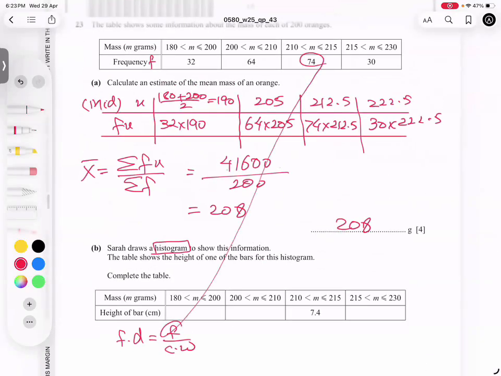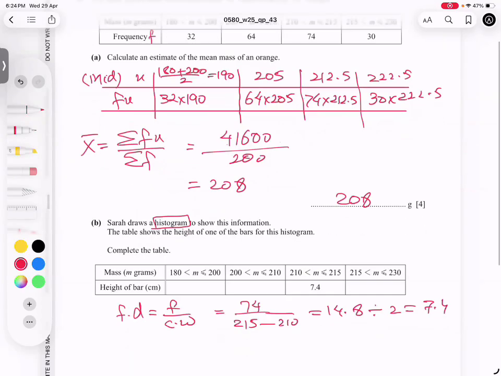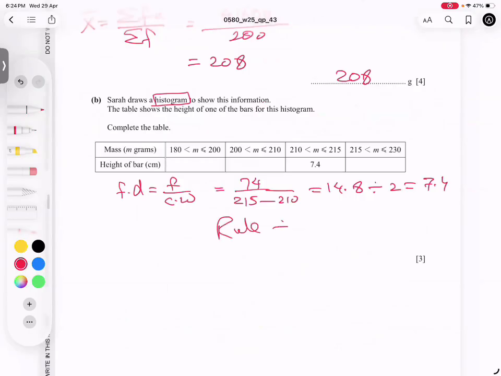How to apply? Let's see. Frequency is 74. I'm writing 74. And class width is the difference of these numbers, I mean 215 minus 210. So 74 divided by 5, I'm getting 14.8. But his answer is 7.4. So how can we get that? It means you can guess he is further dividing by 2. And if I divide by 2, I get 7.4. So the rule I got is: divide by 2.